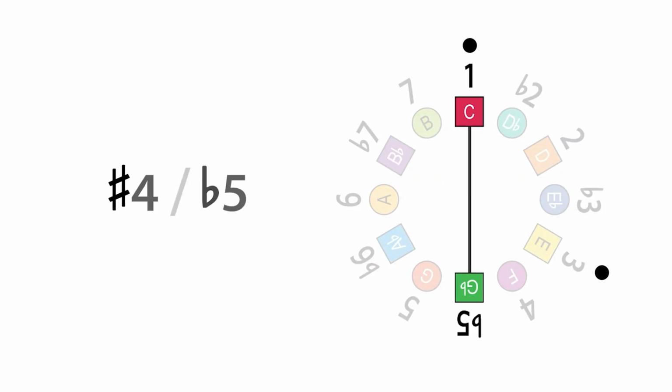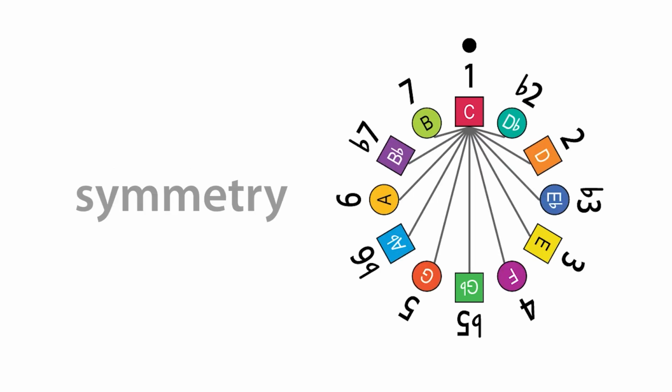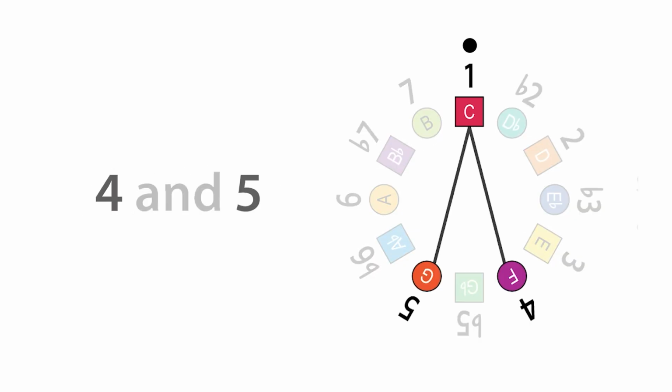Between the tonic and its tritone flat 5 is a straight line, where these two notes are polar opposites or complementary colors, red and green, or C and G flat in this example. And then fanning out from there, on either side are lines of equal length. Flanking the tritone are intervals 4 and 5 in the key, which are equidistant from the tonic.